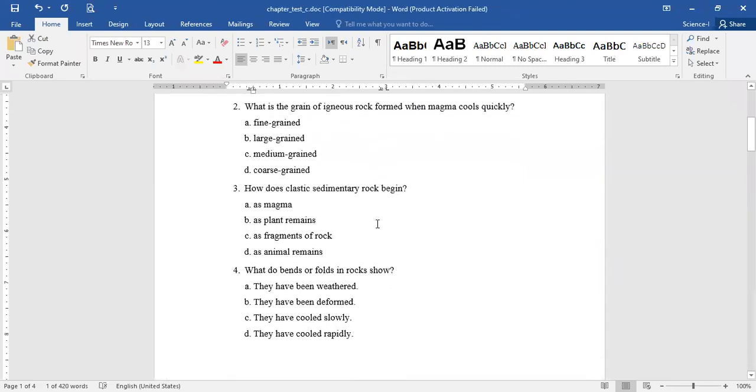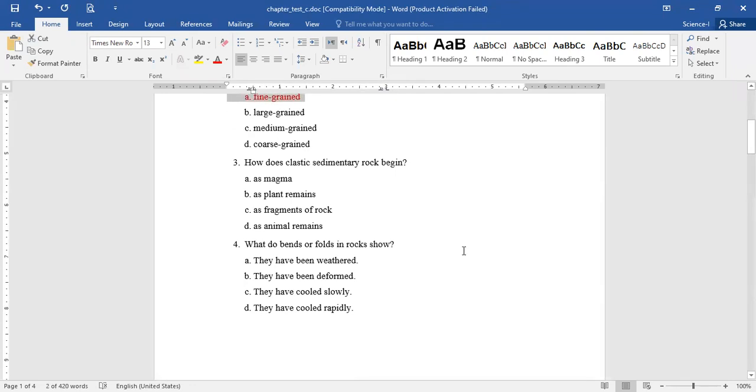Then the next question. What is the grain of igneous rock formed when magma cools quickly? What kind of texture do they have? It is fine grain. Fine grain, good. We just answered it before.